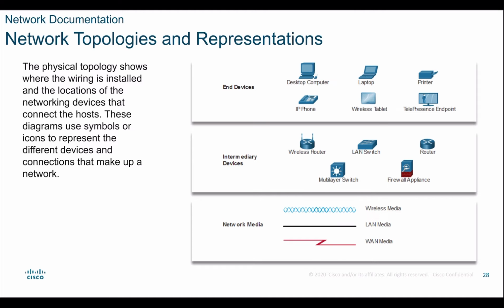So here on the right, we're going to see different end devices. We're going to see wireless tablets, laptops, printers, IP phones. Then we're going to see our intermediary devices, which if you remember, that's kind of our networking equipment. It's the device that's in between different hosts, and that allows them to communicate. And then finally, we have network media. So wireless is the little squigglies, black line is LAN, and then WAN media is the lightning bolt. And again, this tends to be a Cisco standard. This might be different with other vendors, or you might adopt your own kind of representations for these.